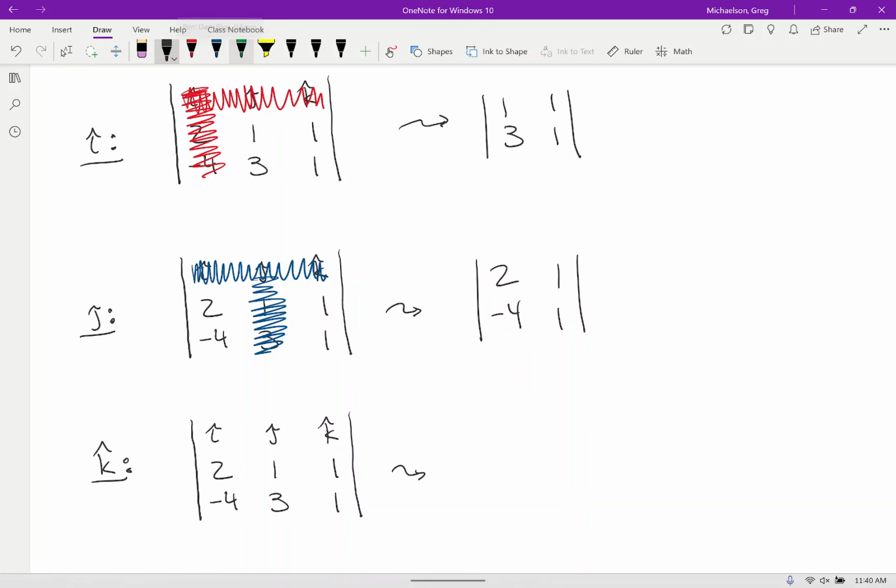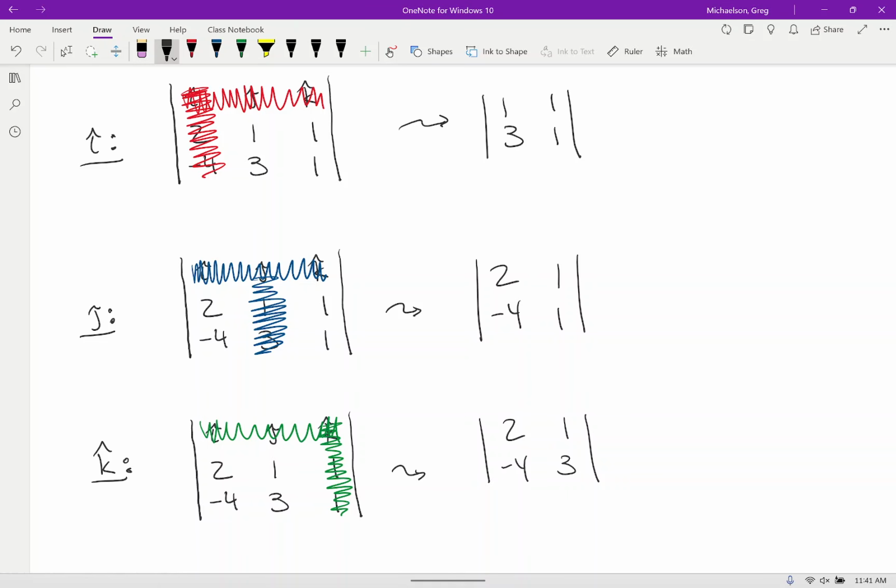And then for K, we cross out the row and the column associated with K, and we're left with this. So the idea is that if we want to determine the cross product, we just have the I term multiplied by this, the J term multiplied by this, the K term multiplied by this. Okay, so it's pretty straightforward.